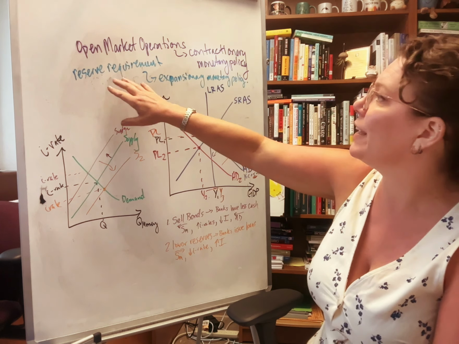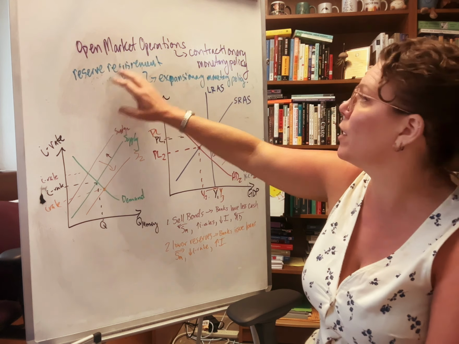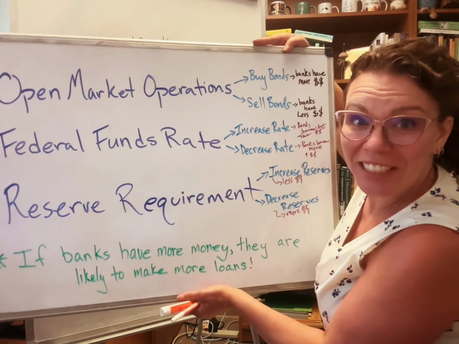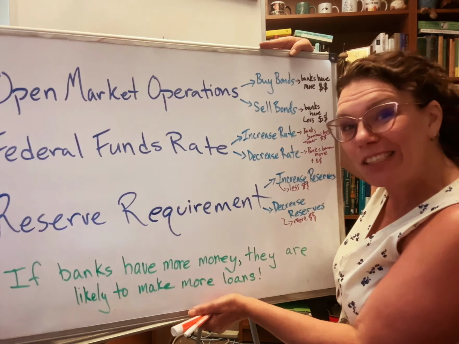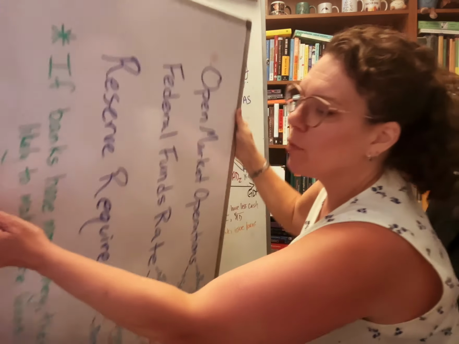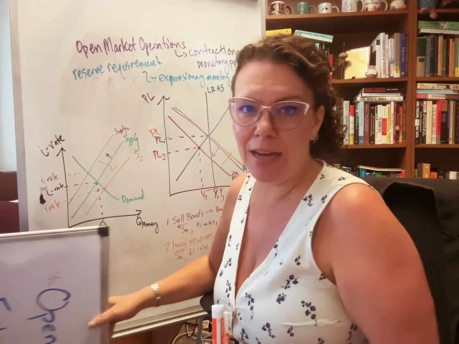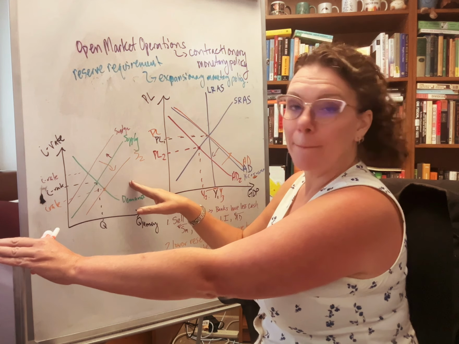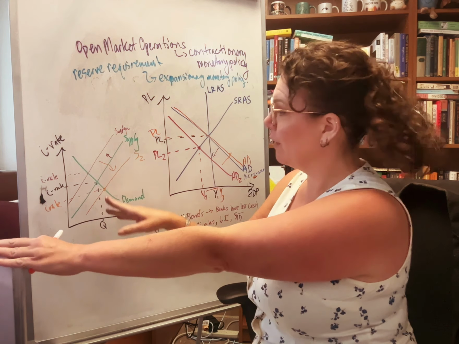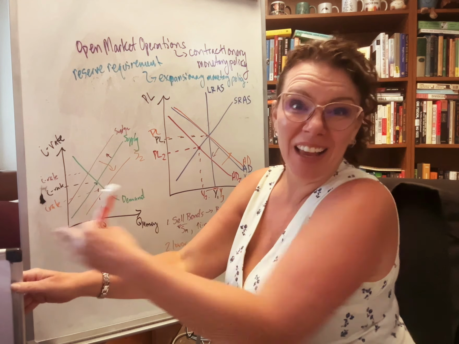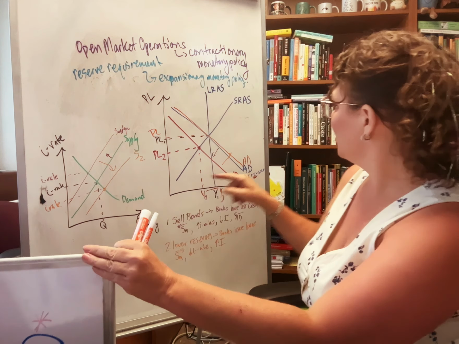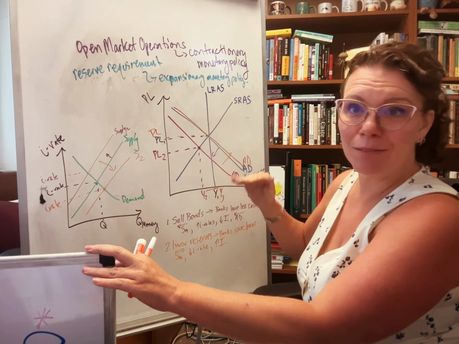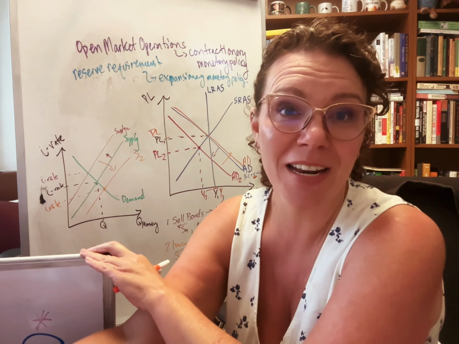So we can either raise or lower the reserve requirement, we can buy or sell bonds, or we can increase or decrease the federal funds rate, making it easier or harder for banks to borrow. All of these things are going to impact a bank's ability to make loans. More loans, bigger money supply, lower interest rates. Fewer loans, smaller money supply, higher interest rates. Interest rates are going to impact investment spending here and shift aggregate demand. That's the basics of monetary policy.